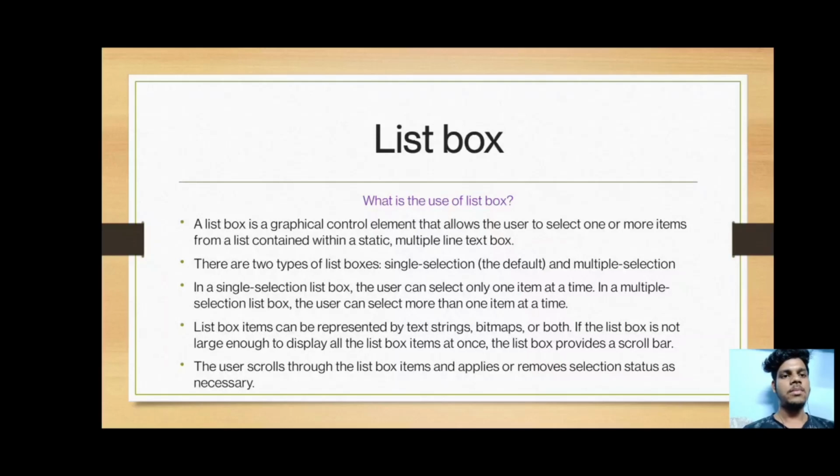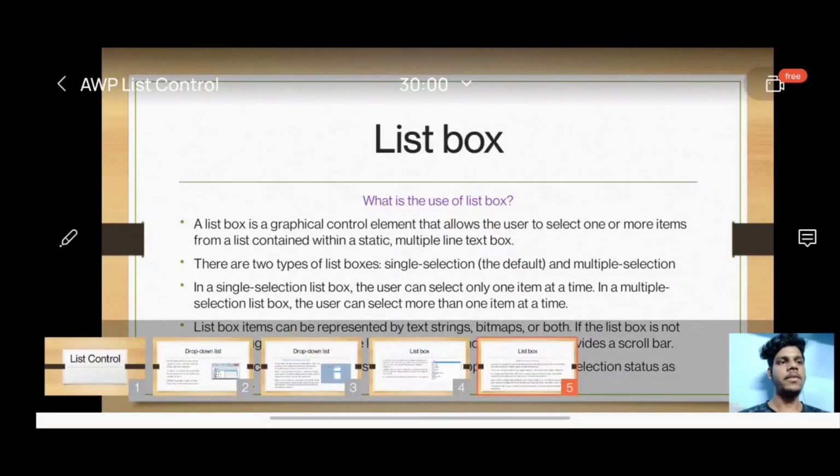A list box can be represented by text strings, bitmaps, or both. If the list box is not large enough to display all the list box items, it provides a scroll bar so the user can scroll down and choose the necessary option. The user scrolls to the list box item, then applies or removes selection status as necessary.